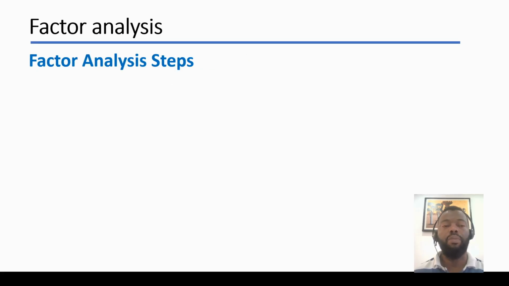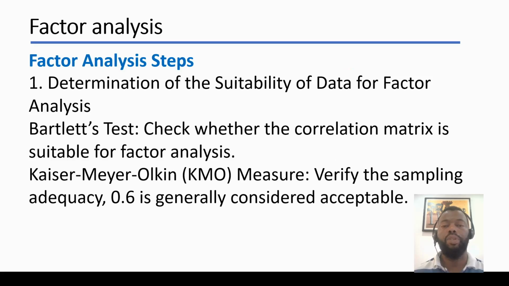Factor analysis steps. Step number 1, determination of the suitability of data for factor analysis. We have Bartlett's test to check whether the correlation matrix is suitable for factor analysis. We have the Kaiser-Meyer-Olkin measure, which verifies sample adequacy. 0.6 is generally considered acceptable.